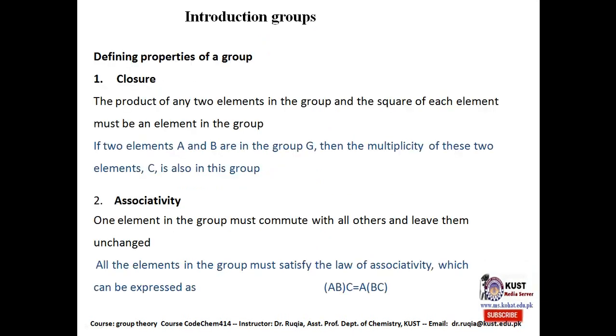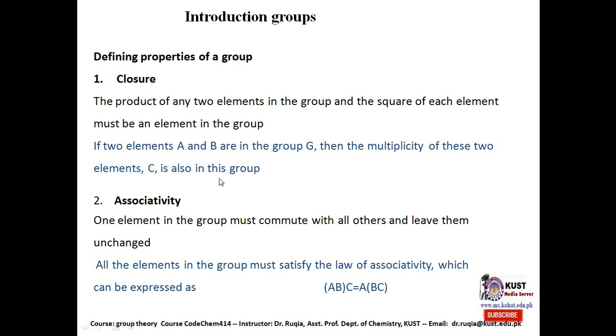So first of all, what is a group? A group must possess some defining properties. Here I am giving you 4 defining properties that should be present in a group. The first one is the closure. Closure means that the product of any two elements present in a group and the square of each element must be present in the group. For example, if we have elements A and B in a group G, the product of these two elements, C, should also be present in the group.